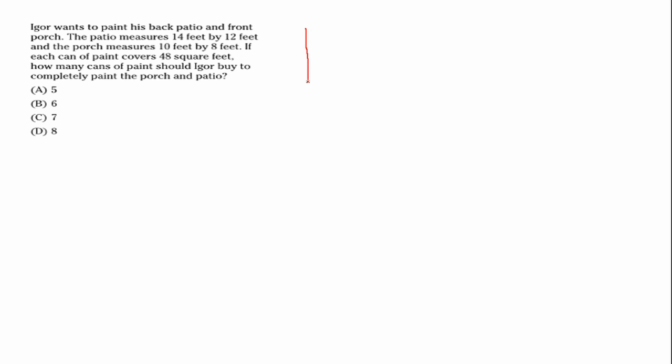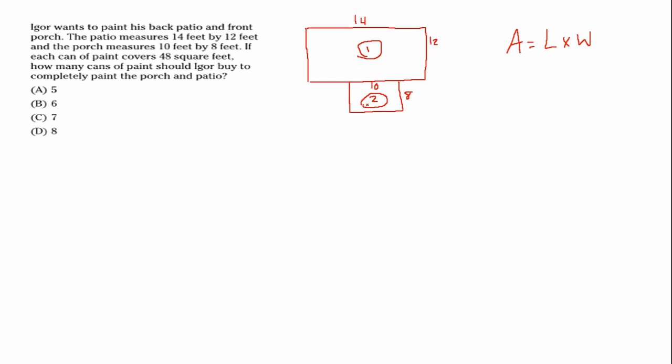So let's say his porch looks like this and his patio looks something like this, or vice versa. We know this one's 14 by 12. This one's 10 by 8. Again, we're looking for area of rectangles, so that's going to be length times width. And specifically, we're going to have to find the area of this shape and add them together.